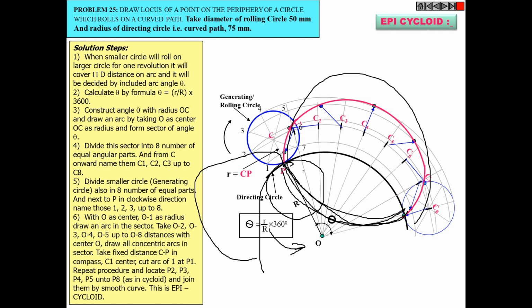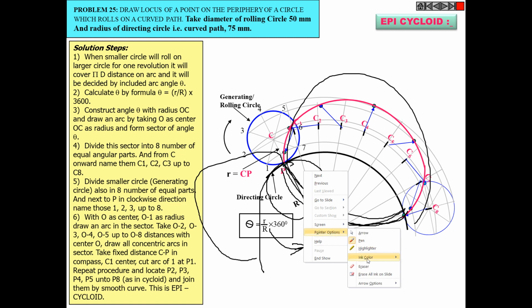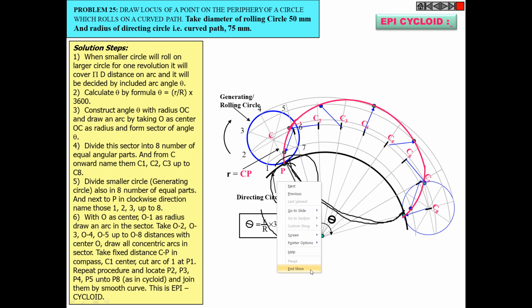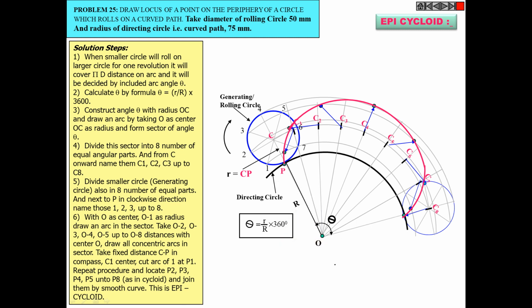But for hypocycloid, this rolling circle rotates inside the periphery of the bigger circle in anti-clockwise direction. Remaining all the processes are same, and you will get a curve like this. This is your hypocycloid. So quickly I am showing you the construction part. Fine. Theta is also same, small r by capital R into 360 degree.